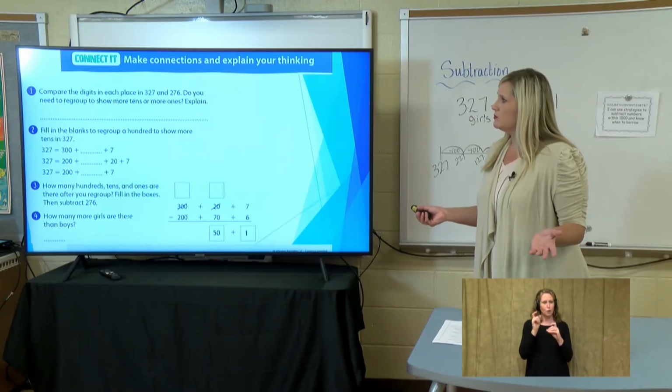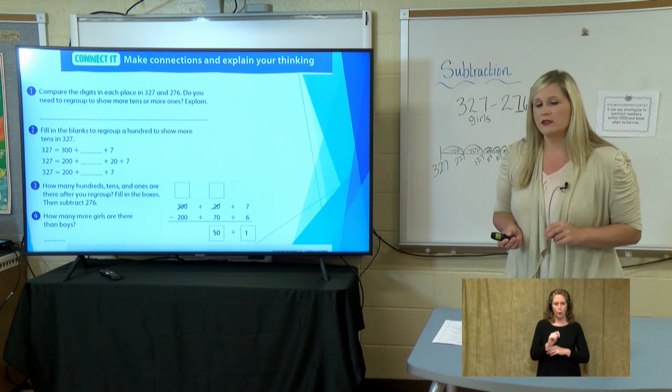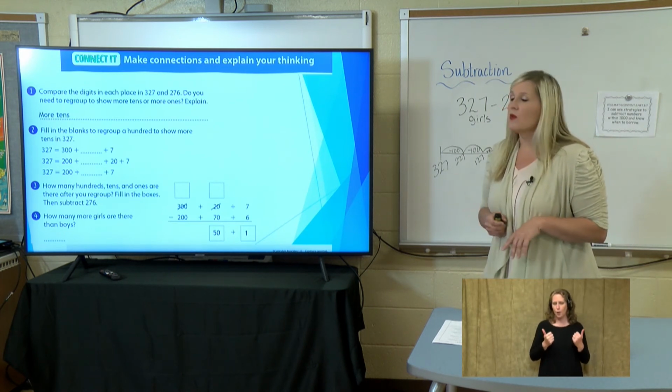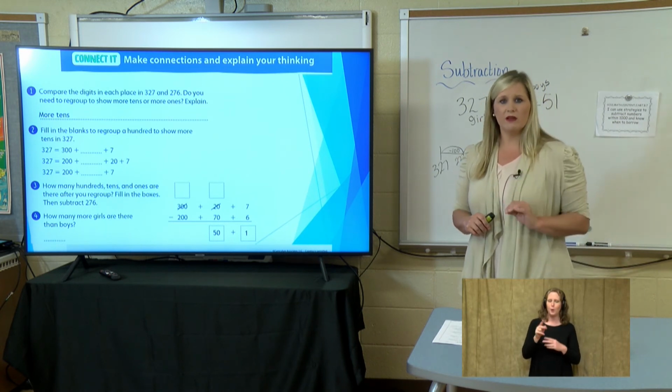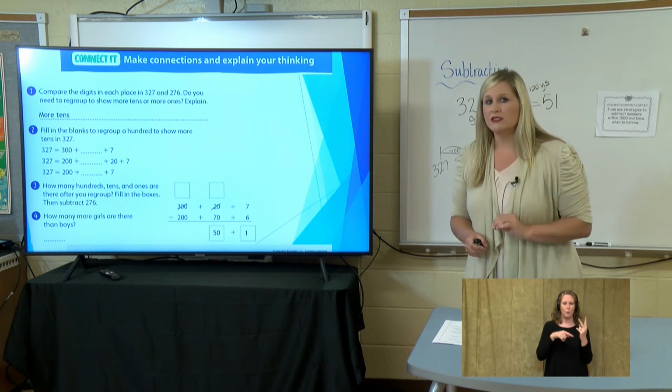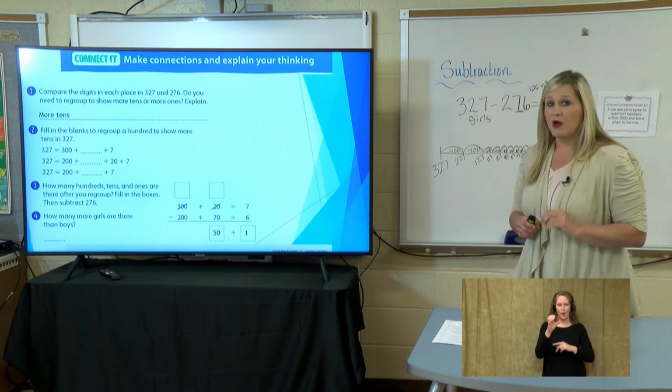Do you need to regroup to show more tens or more ones? What did we have to do? We had to regroup to show more tens. We needed some more tens. We didn't have enough to take away. Fill in the blanks to regroup 100 to show more tens in 327, which is what we did.